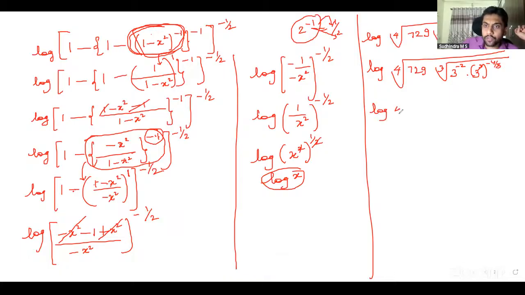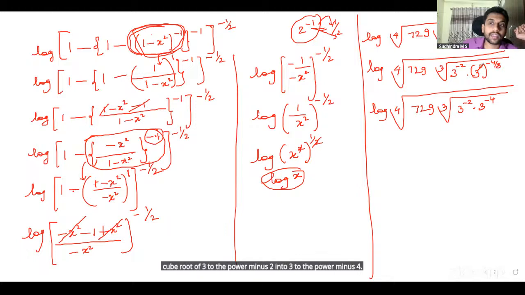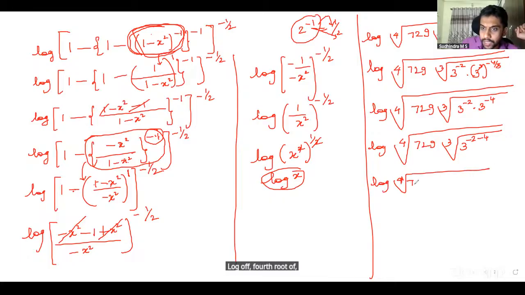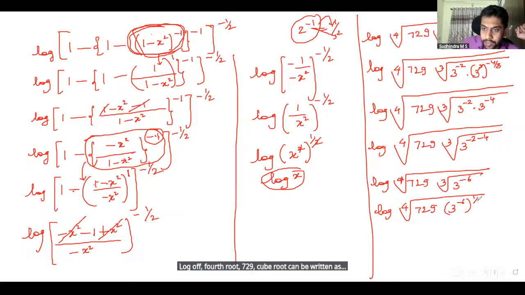Log of 4th root of 729 cube root of 3 to the power minus 2 into 3 to the power minus 4. A power m into A power n is A power m plus n. So 729 into cube root of 3 to the power minus 2 minus 4, that is minus 6. Log of 4th root 729 cube root can be written as 3 to the power 1 by 6 whole power 1 by 3. 3 ones are 3, twos are.